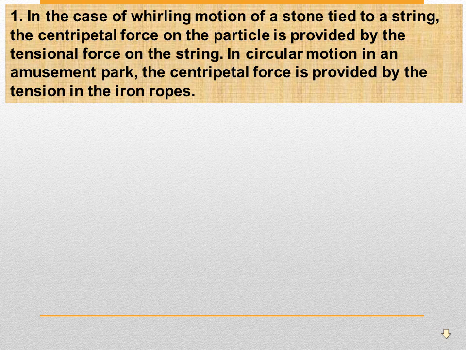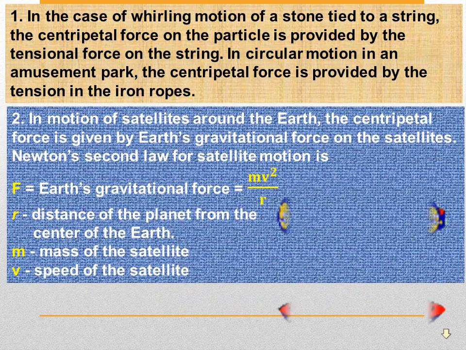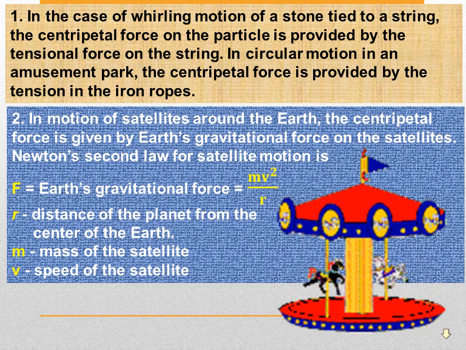The origin of the centripetal force can be gravitational force, tension in a string, frictional force, Coulomb force, etc. Any of these forces can act as a centripetal force. So, in the case of whirling motion of a stone which is tied to a string, the centripetal force on the particle is provided by the tension in the string. Now, in a circular motion in an amusement park, the centripetal force is provided by the tension in iron ropes. Here you can see this tension in these iron ropes.